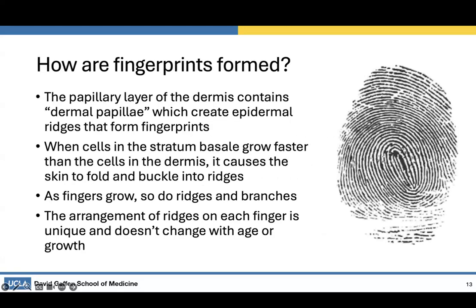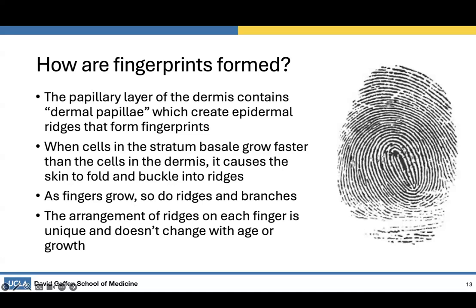So how are fingerprints formed? Fingerprints are formed during fetal development, when the basal layer of the skin grows faster than the layers above it, which causes the skin to buckle and fold into ridges. They are formed by the dermal papilla in the papillary layer of the dermis. More on this a little later.